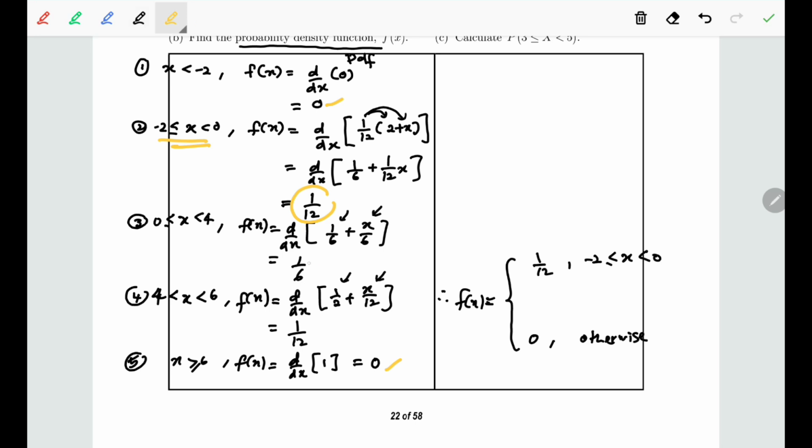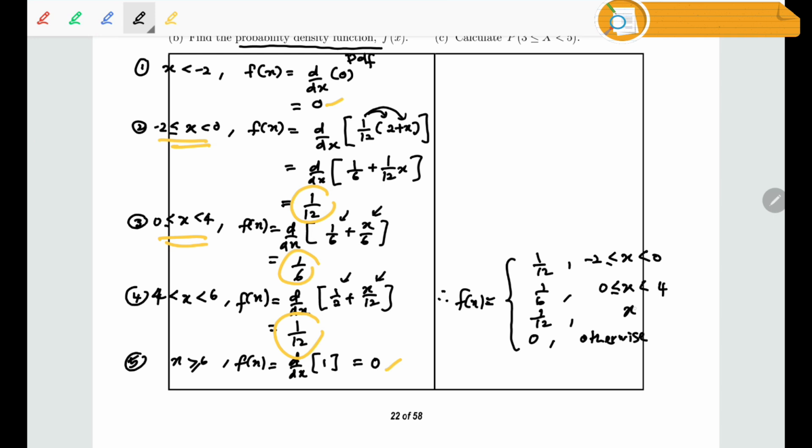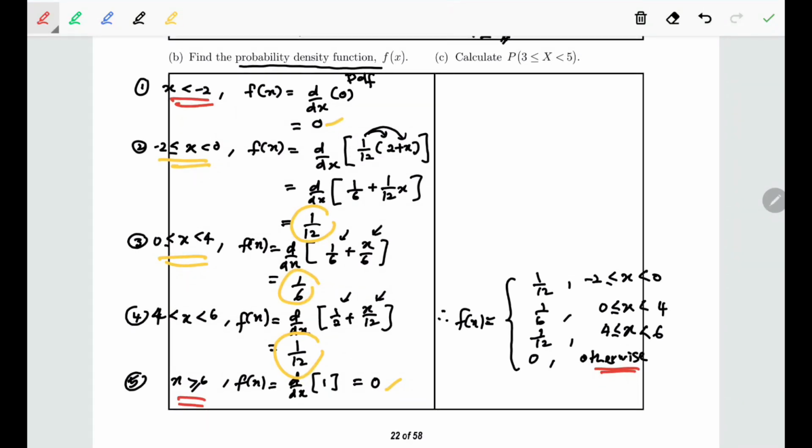And then next we have 1 over 6 for this interval. Just copy down. So 1 over 6 for x greater or equal than 0, less than 4. And lastly, also 1 over 12 for x greater or equal than 4, less than 6. And 0 for otherwise. 0 is the combination of these two intervals, so we're going to write it as otherwise. So that's the answer for part B.